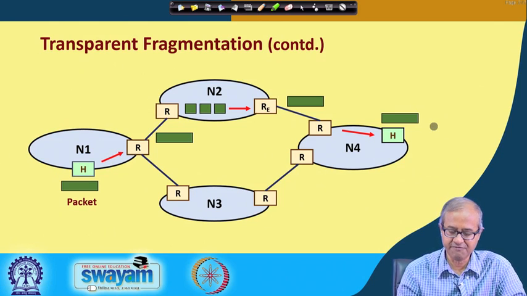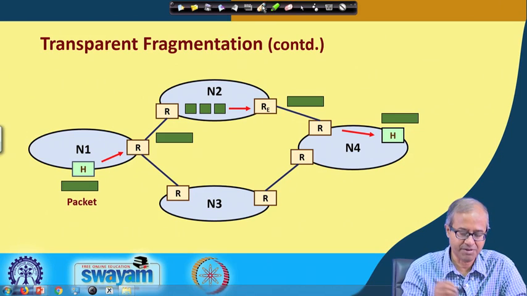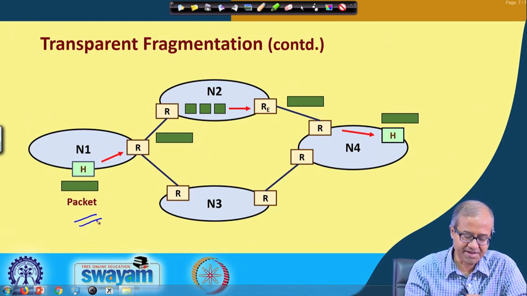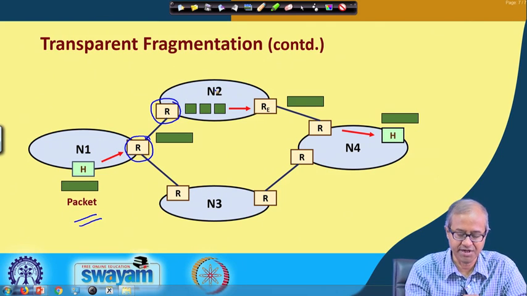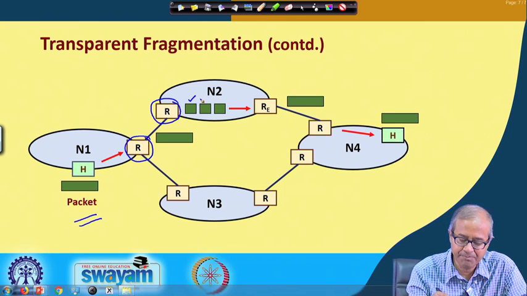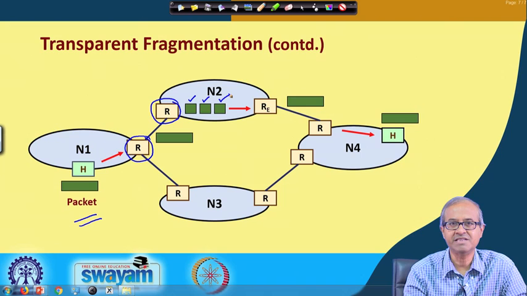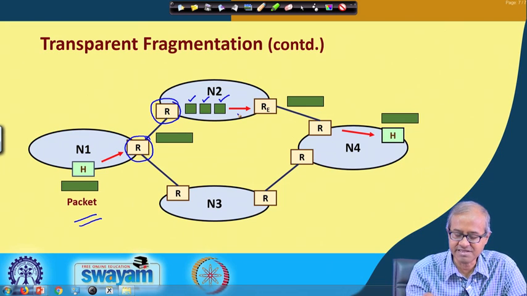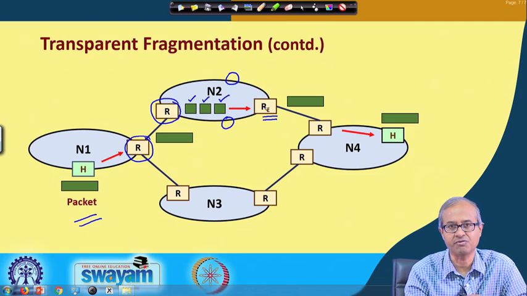Talking about transparent fragmentation, I am illustrating this with the help of this simple example. Suppose a larger packet is generated by this host in network N1 and sent to this particular router. This router forwards it to this router of network N2. So, this original packet reaches R. Now, R sees that this packet is too large and the MTU of N2 is smaller. So, what does it do? It breaks up the packet into 3 smaller packets. These are the fragments, okay? And they are sent to the same exit router. There can be multiple other routers also here; I am showing only one router.